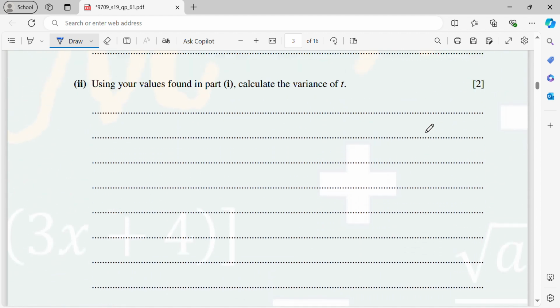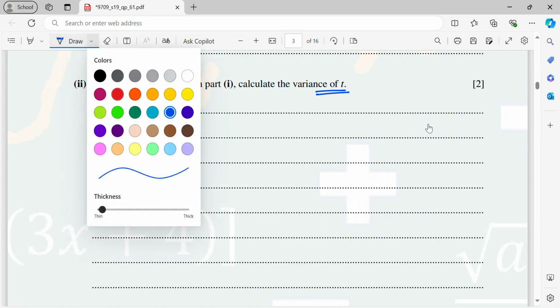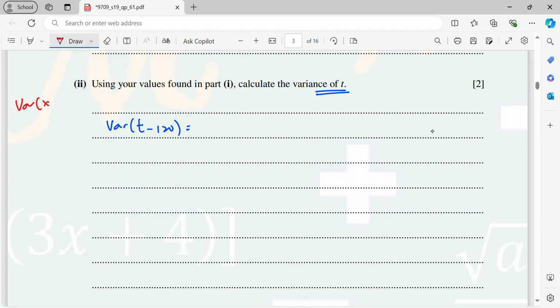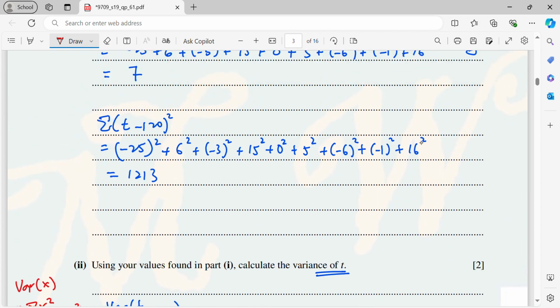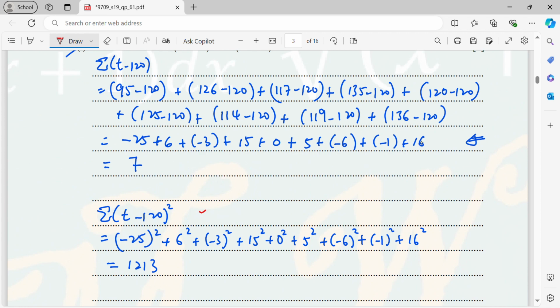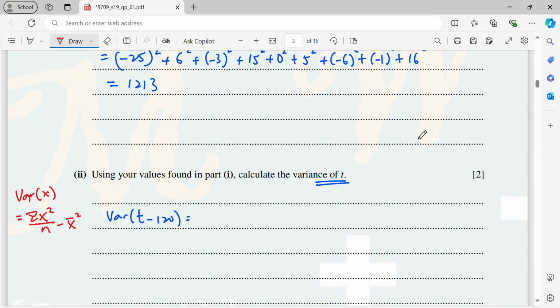Okay, next part. Using your values found in part 1, calculate the variance of t. Okay, just now, variance of t minus 120. Go back to the definition. Variance of x is basically summation x squared over n minus mean squared. So since we have counted summation t minus 120 squared and summation t minus 120, it means that now your x has been changed to t minus 120.